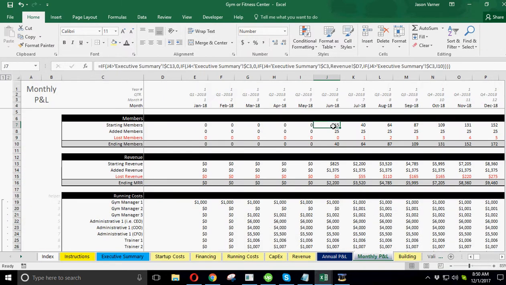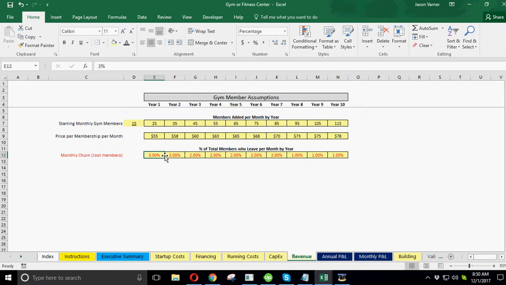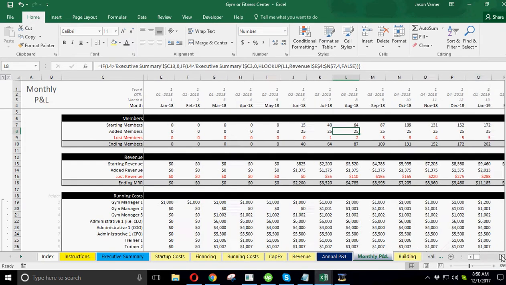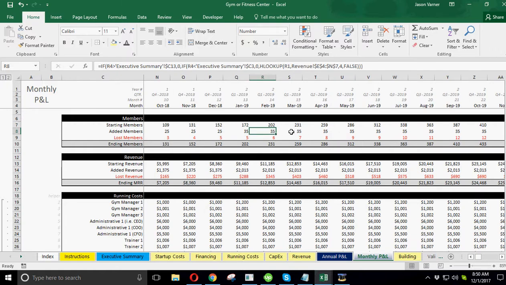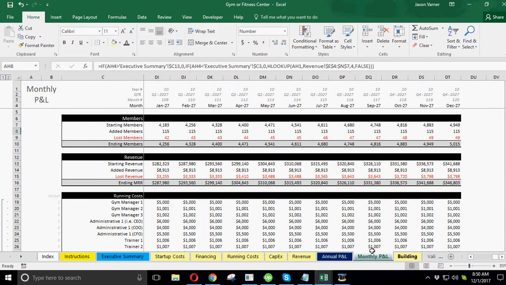Now it's 15 starting in June, and then I'm adding 25 per month in year 1, and I'm losing, you know, whatever percentage, 3% a month, and I'm charging $55 a month. So these are the main inputs to drive your revenue, and you can see if I scroll over, it's 25 a month. Next year, I'm going to say 35. I can add a month, and then 45, etc., based on whatever you put into that schedule on the revenue tab. And then you've got obviously a churn here, and you've got an ending members amount.